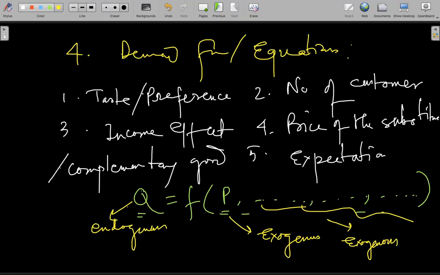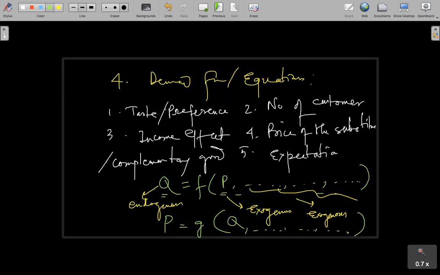Similarly, I could have expressed P in terms of some function G of Q and all these other variables. So here this P is my endogenous, Q is exogenous, and the rest of the variables are exogenous.